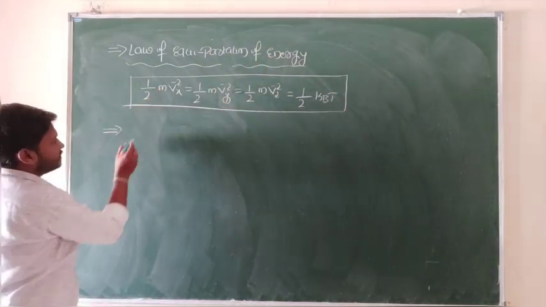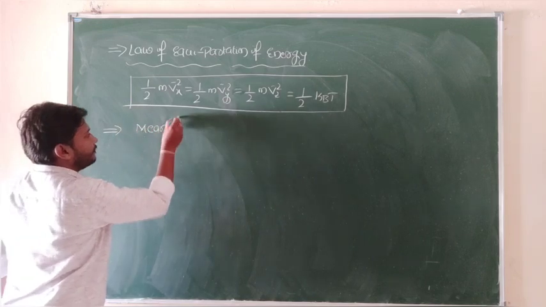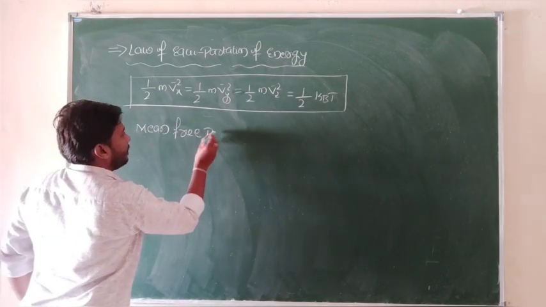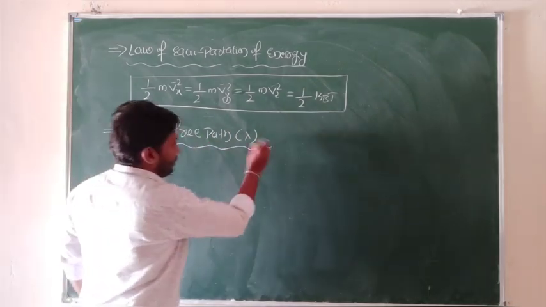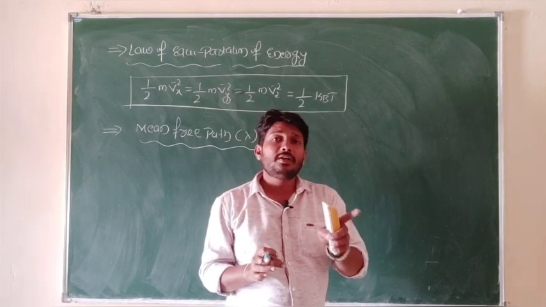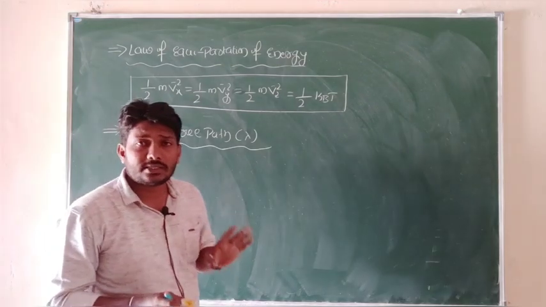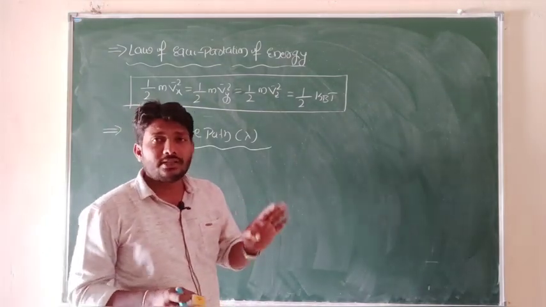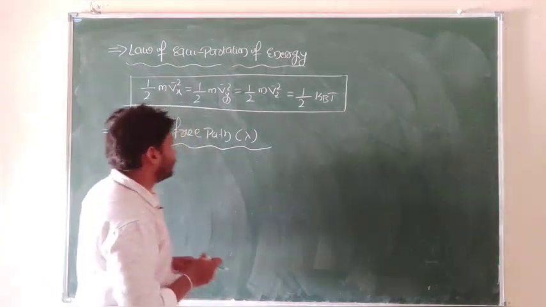And lastly we can discuss the mean free path. It is represented by the symbol lambda. Mean free path means the average distance traveled by the gas molecule between two successive collisions, we call it the mean free path. What is mean free path here? The average distance traveled by the gas molecule between two successive collisions.